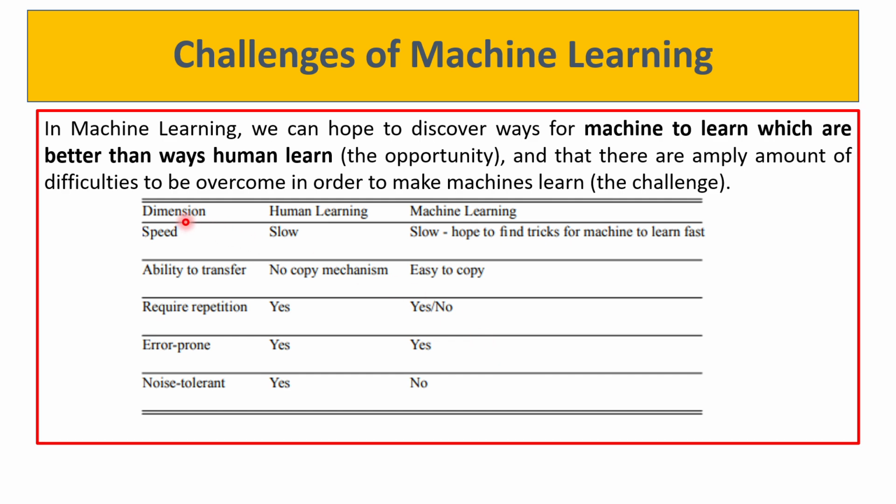So what about the dimensions we can say? The speed when compared to human learning and machine learning, both are slow. Ability to transfer, we cannot do copy in human learning. We can do it in machine learning. Required repetition is possible in both cases. Error can be cleared and noise tolerant is not in machine learning.